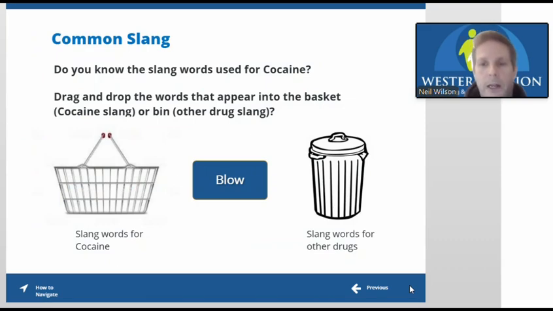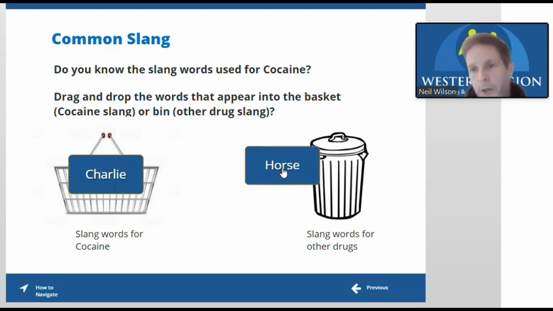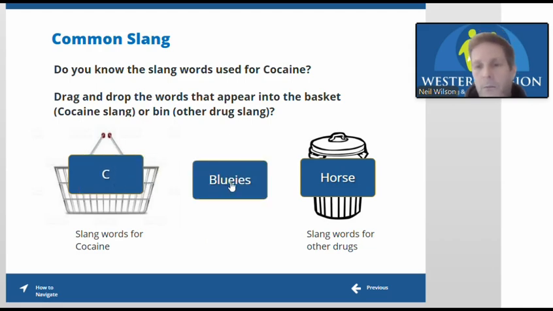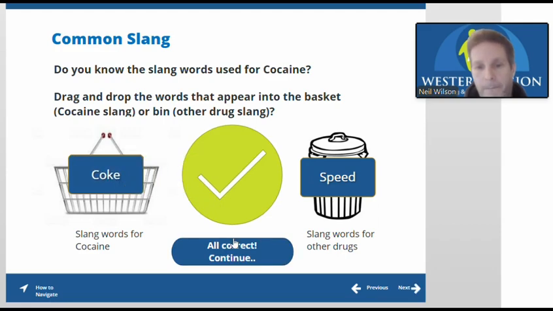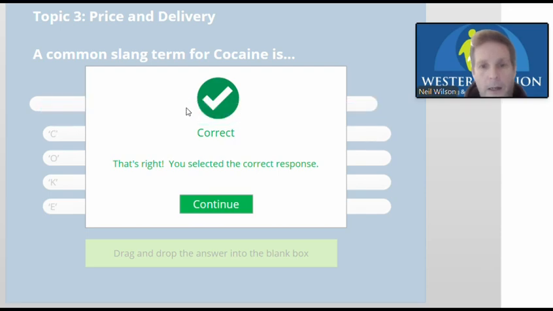If we turn to looking at some of the slang involved, whilst there is a vast range out there, this is some of the more common forms of slang that we see. So for example, we get blow and Charlie. Horse actually relates to heroin. Blueies tends to be more things like sleeping tablets, or even Viagra. Snow, you can think of the powdery form of it. Speed is amphetamines, and coke, pretty straightforward there. And so we have a common slang term for cocaine, and we have C.